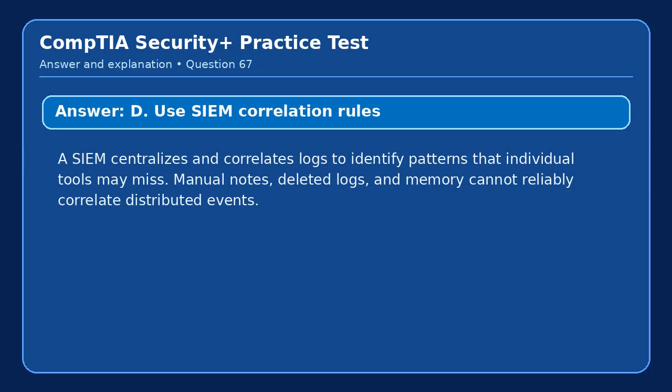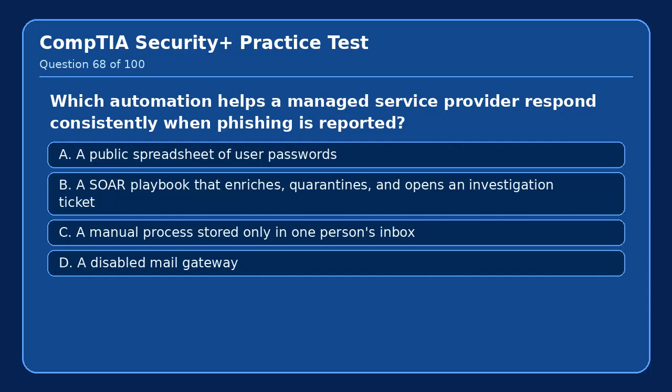Question 70. Which identity approach lets a city agency use one trusted login across multiple cloud applications? A. Local accounts in every app with different owners. B. Federated single sign-on. C. Anonymous access to all apps. D. Plain text password sharing. Take a moment to choose your answer.